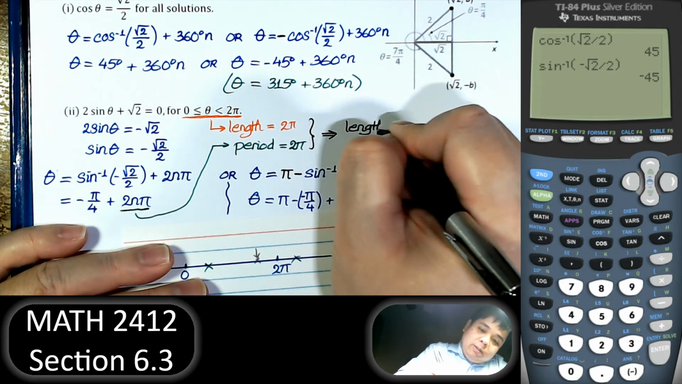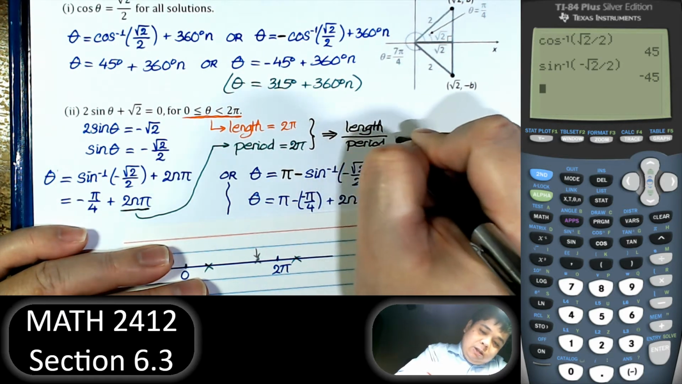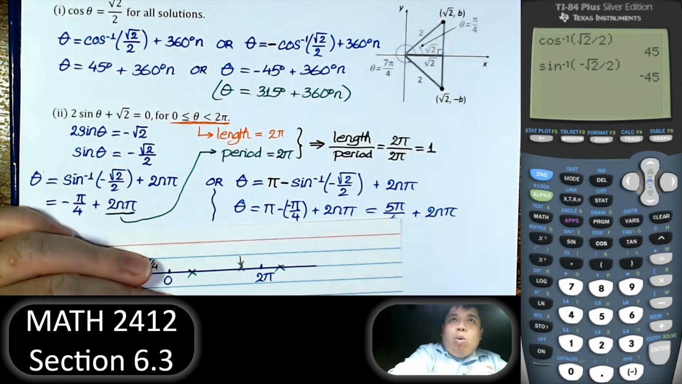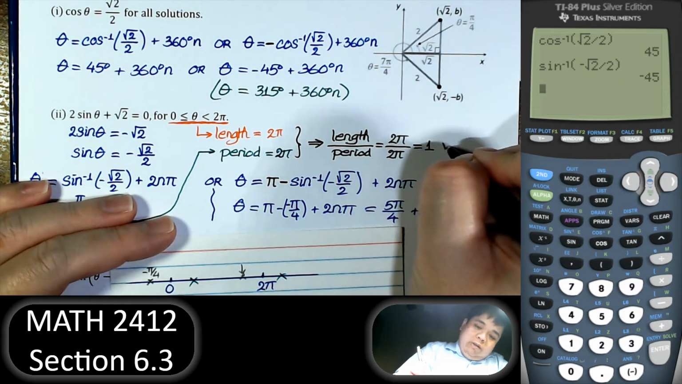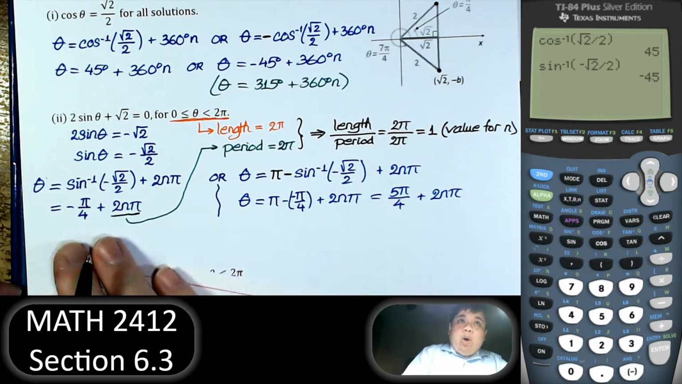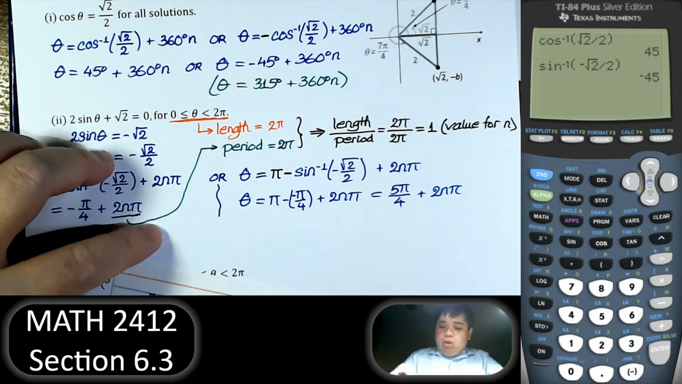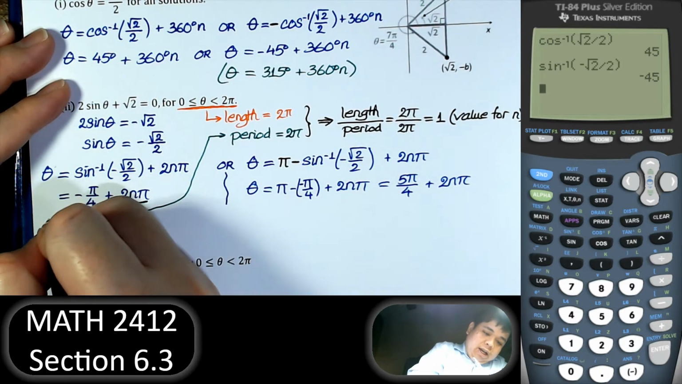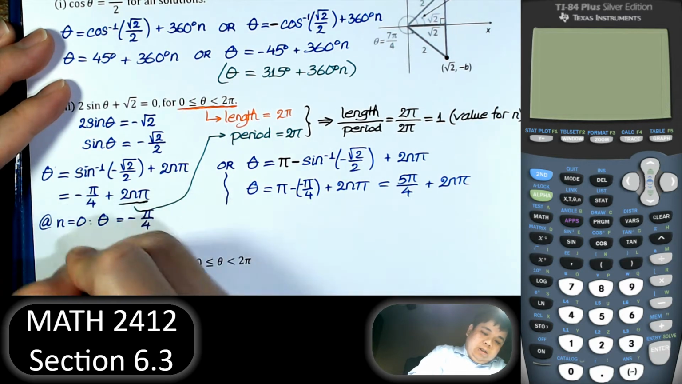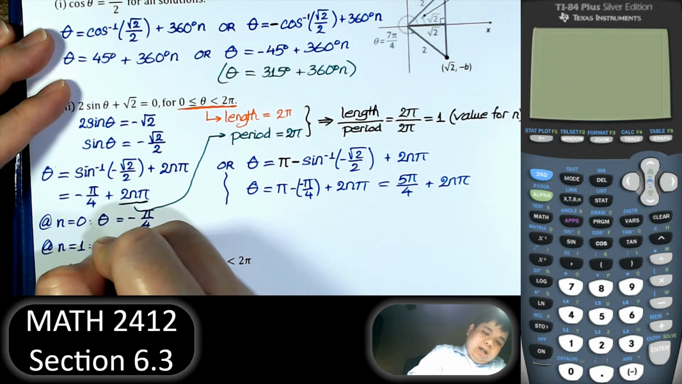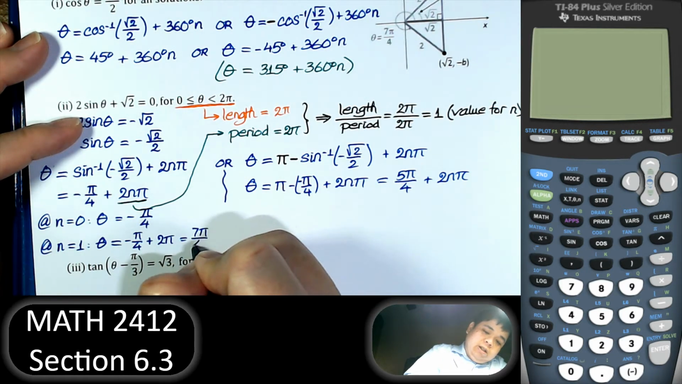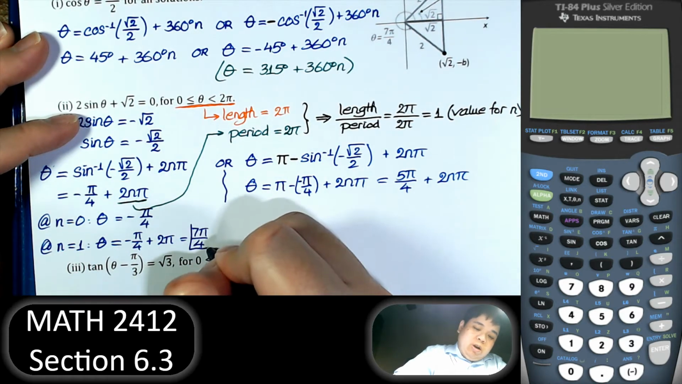So we do the length divided by the period. We have 1. What does that tell us? 1 here will mean 1 value for n. That means whatever we choose, only 1 value for n will work. So in that case, this will be easy now. At n equal to 0, theta equals negative pi over 4. At n equal to 1, theta equals negative pi over 4 plus 2 pi, that's 7 pi over 4. And 7 pi over 4 is between 0 and 2 pi, so yes, this one's good.